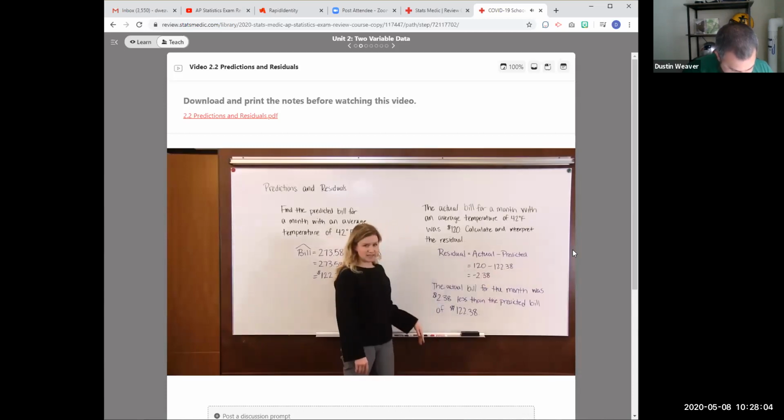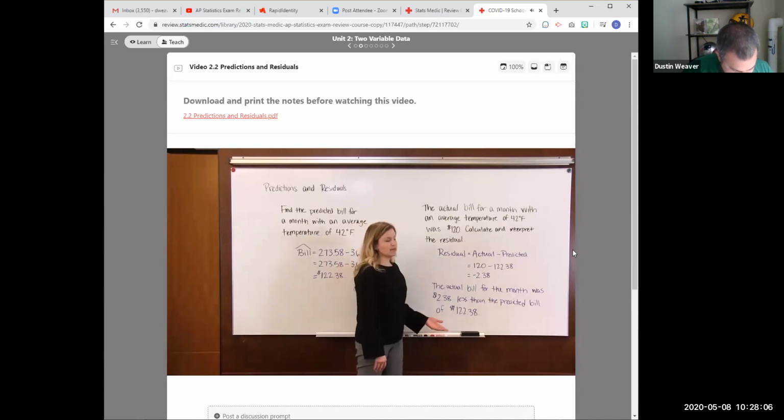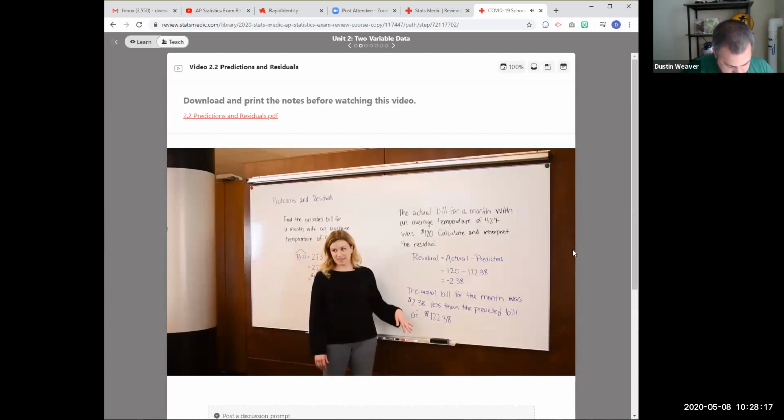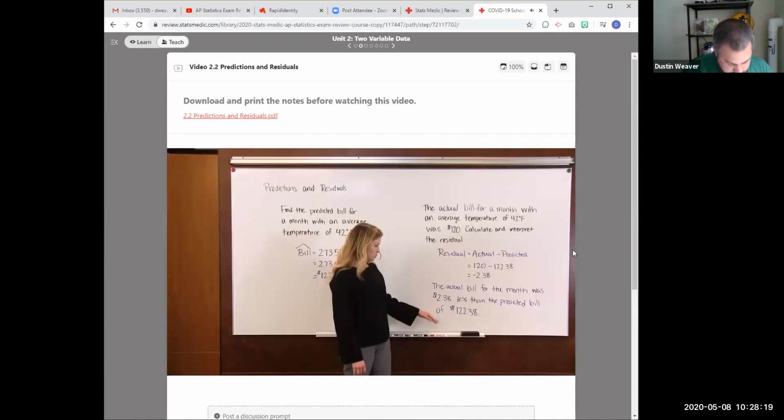So our residual is negative 2.38. Now, in your interpretation, you don't actually have to mention the negative necessarily, but you should say that our actual bill for the month was $2.38 less than the predicted bill, which was $122.38.